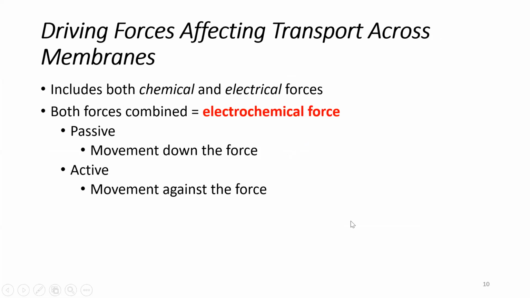And just to kind of recap our discussion here, we said that a driving force is the separation of energy across the membrane that then creates this push or pull that wants to move particles in one direction or another, right? And that's the general description of a driving force.